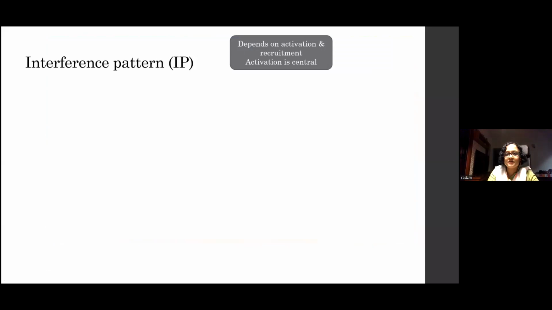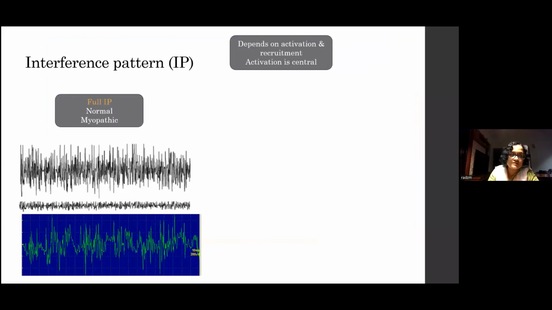So remember, activation is central based on the upper motor neuron, based on patient cooperation, while recruitment is lower motor neuron. So you have a full interference pattern. If it's a normal muscle, like here, where you ask them to contract, complete interference pattern, or you have a myopathic muscle where you have a complete interference pattern again because of the crowding of the muscle fibers, because multiple muscle fibers come into play to generate the same amount of force.